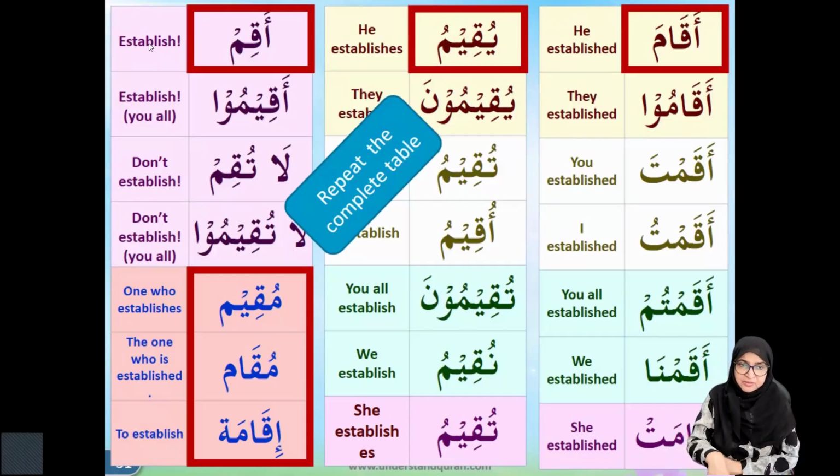Then the active participle, passive participle, and verbal noun. One who establishes: muqim. The one who is established: muqam. And to establish: iqama. MashaAllah, good. Parvinanti, you can say it. Again, the whole table we will repeat again.